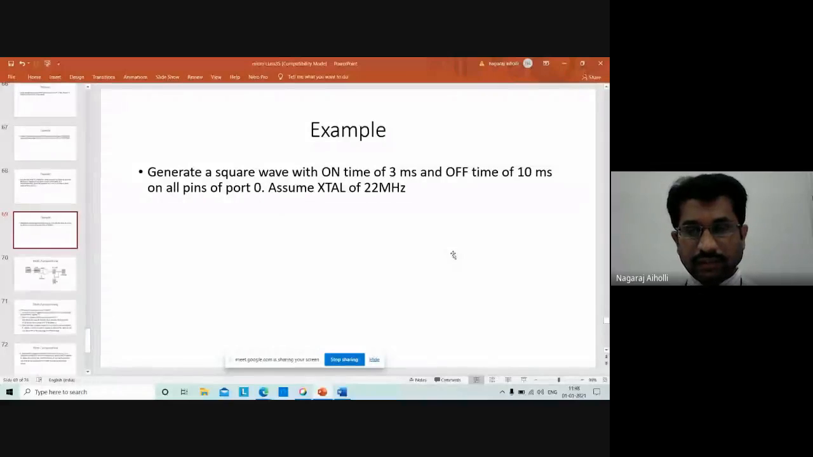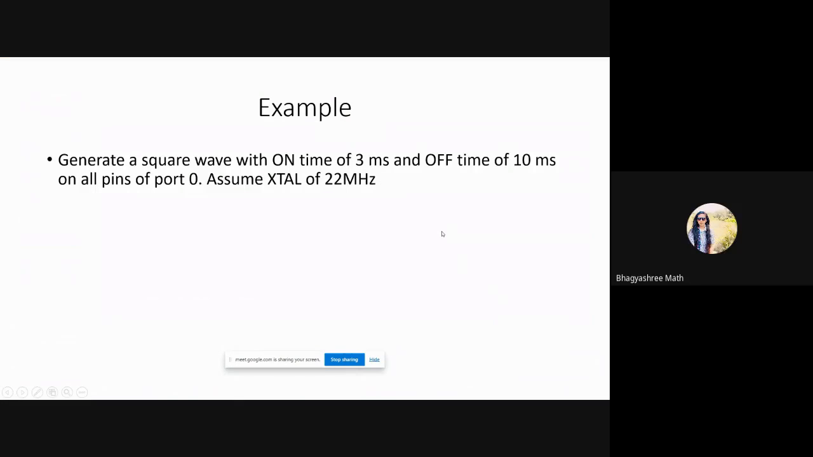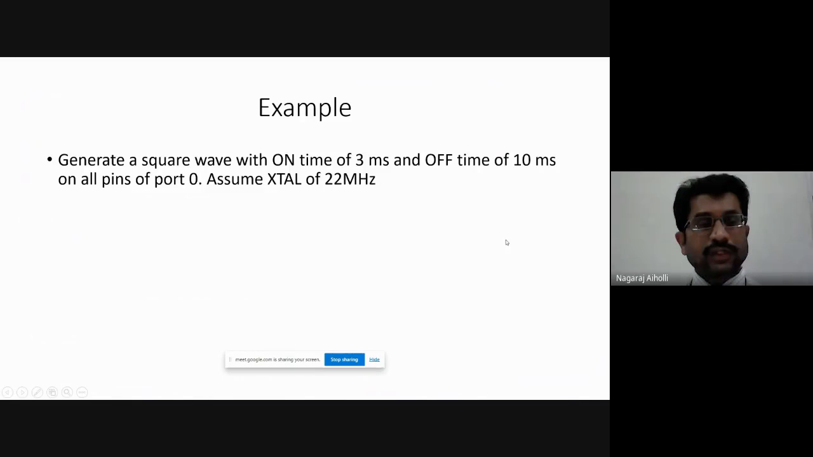Are you able to see the screen? Yes, sir. Okay. Take this statement of the program. Generate a square wave with on time of 3 milliseconds and off time of 10 milliseconds on all the pins of port 0. Assume crystal frequency of 22 megahertz.